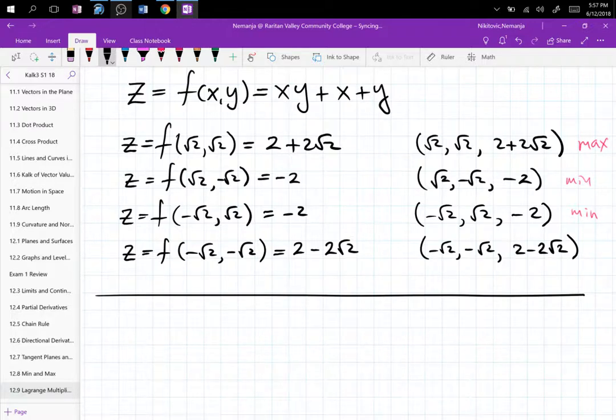Is the fourth one a maximum as well? No, that one is in between. We are only looking for absolute min, absolute max. Which problem, 15 through 24? 21. 21 it is. 21.